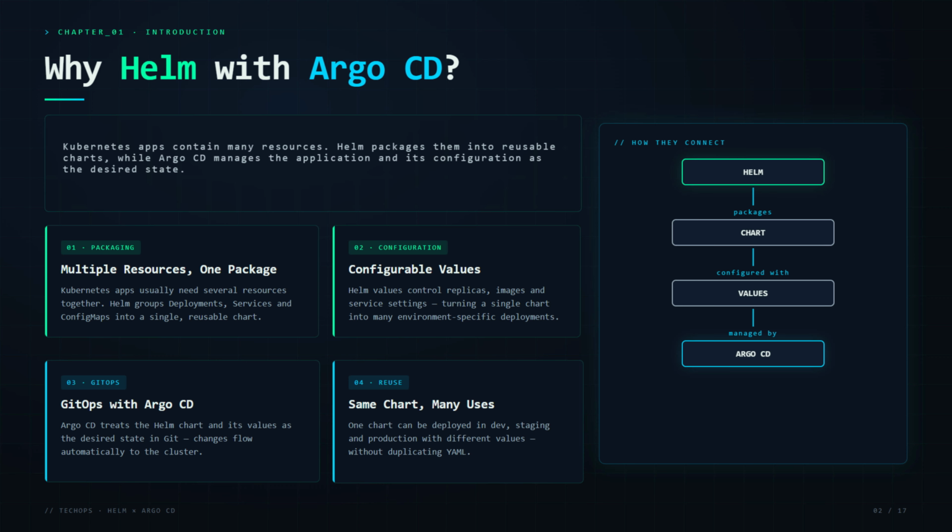Now, when we use Argo CD with Helm, Argo CD manages the Helm application as a part of our GitOps workflow. This means we can use the same Helm chart for different environments such as development, staging, and production with different configuration values. So in simple terms, Helm helps us package and configure the application while Argo CD manages its desired state and keeps it in sync with the Kubernetes cluster.